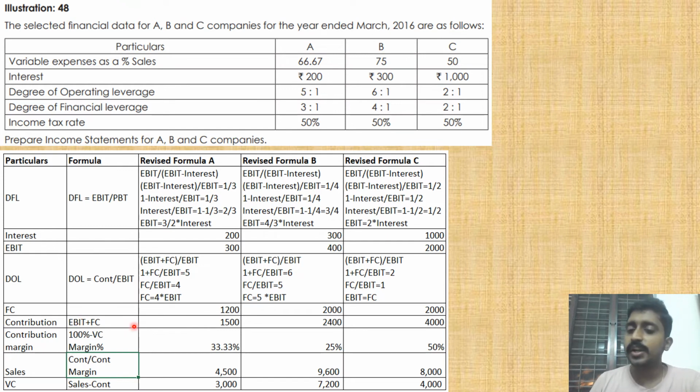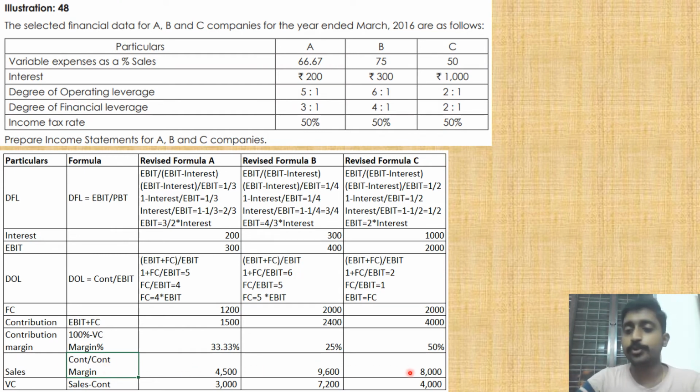Now what is contribution? Contribution is nothing but EBIT plus fixed cost. Yes, we can find the contribution also, and we already have the variable cost percentage. 100 minus variable cost percentage will be the contribution margin. So the contribution margin can be found here. This is 33% of sales, which means we can find the sales figure here. Contribution is 1500, which is nothing but 33.33% of sales. So sales is equal to 1500 divided by 33.33%. Contribution divided by contribution margin will give you the sales. Simple mathematics. So the sales figure has been found.